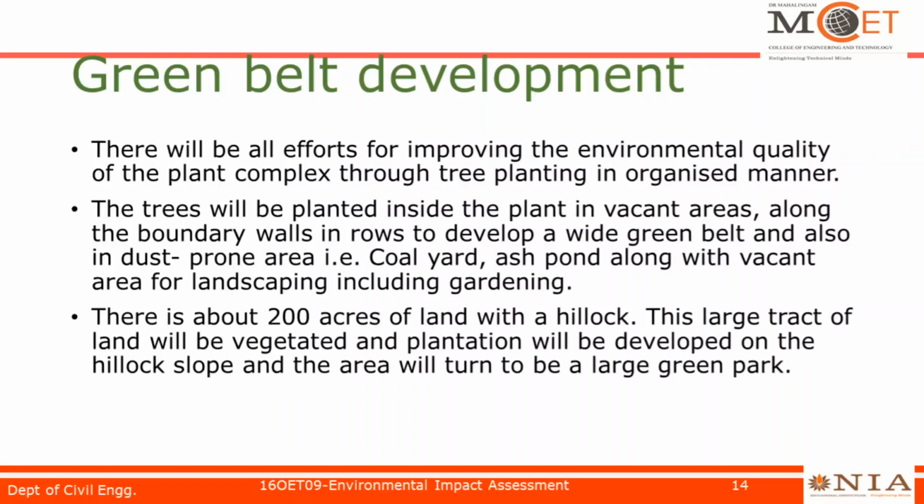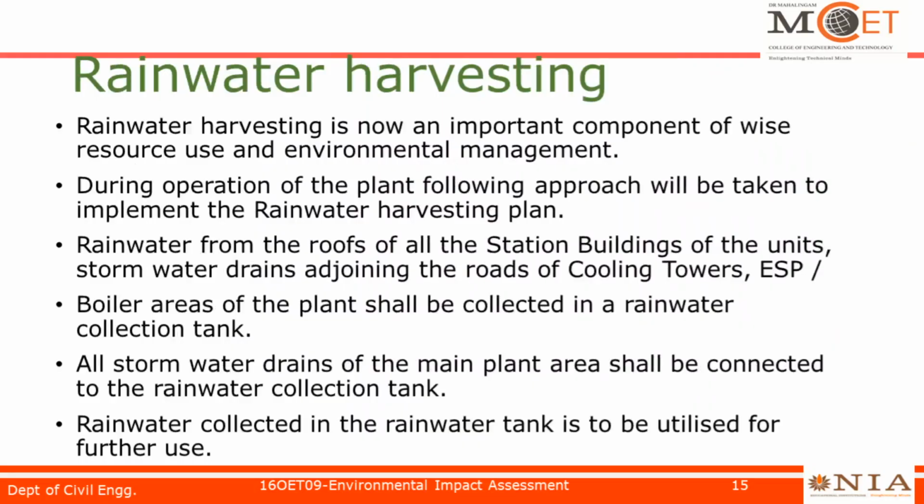It's a hill, right? So this large tract of land will be vegetated and plantation will be developed on the hillock slope, and the area will turn to be a large green park. Rainwater harvesting. Rainwater harvesting is now an important component of wise resource use and environmental management. So during operation of the plant, the following approach will be taken to implement the rainwater harvesting plan.